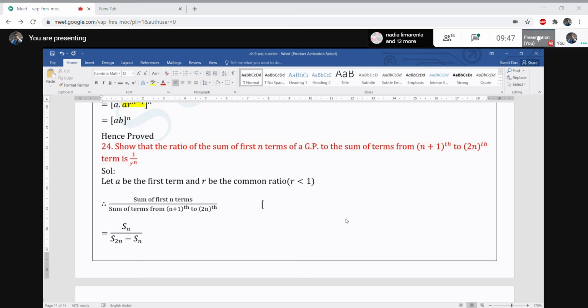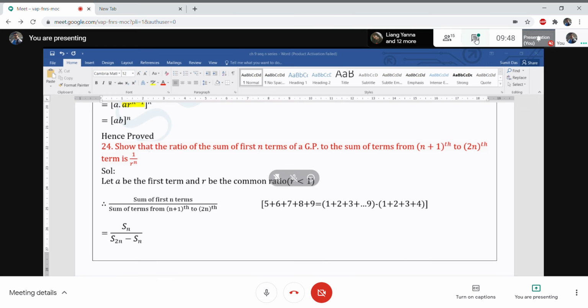Let me know one thing. 5 plus 6 plus 7 plus 8 plus 9. You have to find the sum. I can write 1 plus 2 plus 3 plus dot dot dot up to 9, minus, inside the bracket, 1 plus 2 plus 3 plus 4. Is it correct? We have to find the sum of 5 plus 6 plus 7 plus 8 plus 9. I'm writing the sum of 1 to 9 minus the sum of 1 to 4. Is it correct? Let me know.